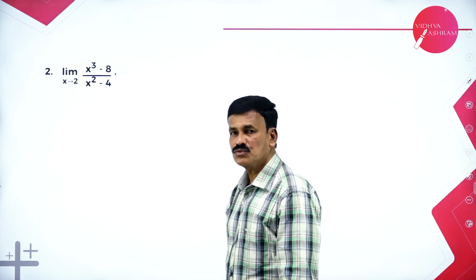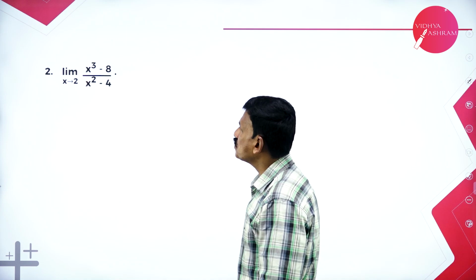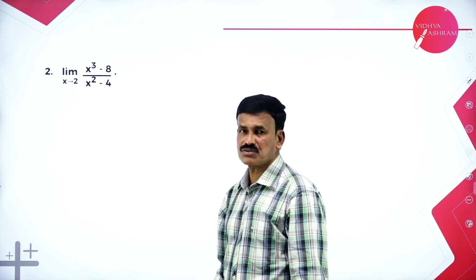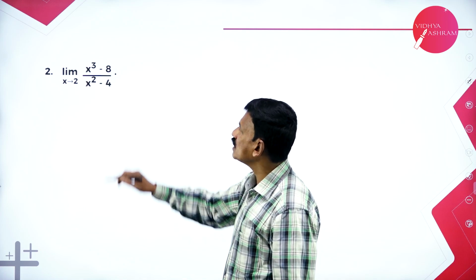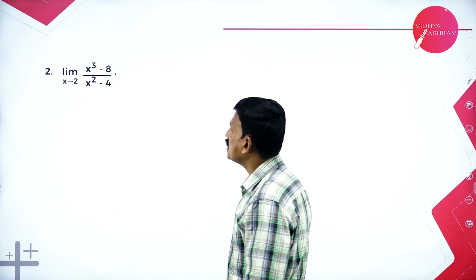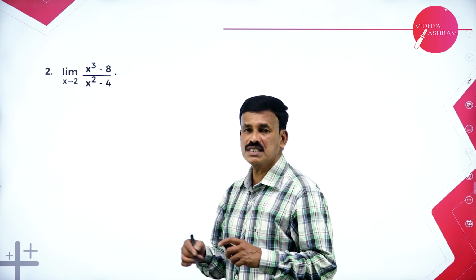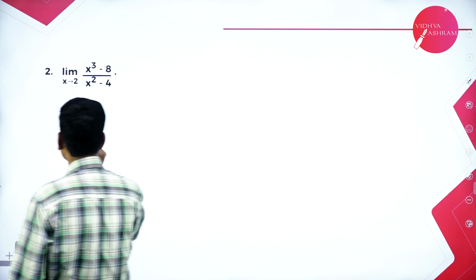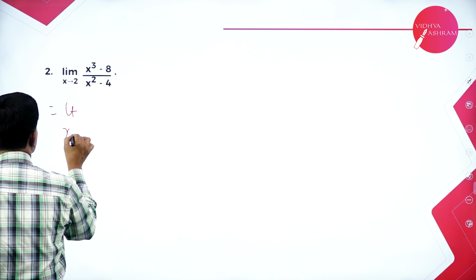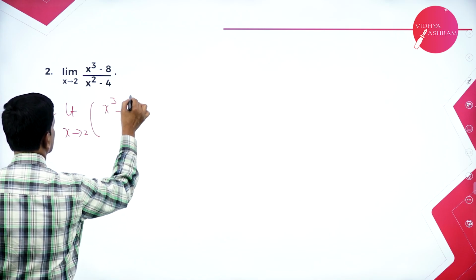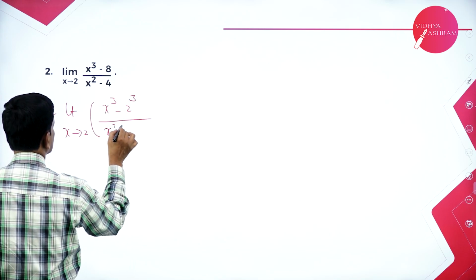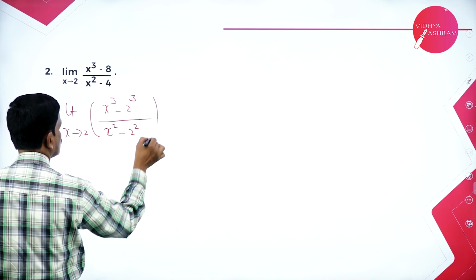Now, move on to a similar type problem. Now, here what is given? Limit x tends to 2 of x cube minus 8 divided by x square minus 4. If you observe carefully, this is of the form limit x tends to a of x raised to n minus a raised to n by x raised to n minus a raised to n. Now, convert this into the standard form first. Now, this can be written as limit x tends to 2 of x cube minus 8 can be written as 2 cube divided by x square minus 4 can be written as 2 square.